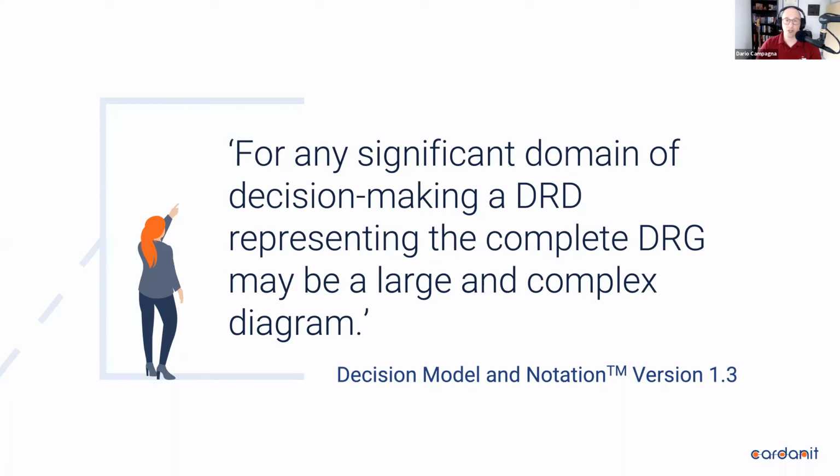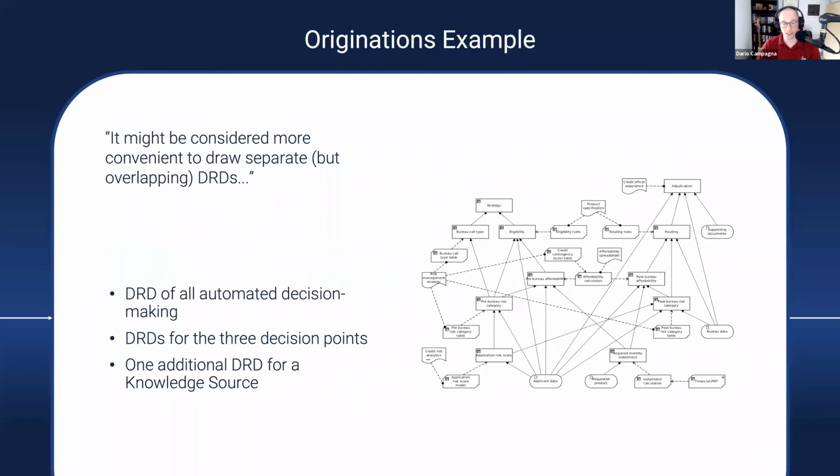If we look at the origination example that was mentioned also in other presentations, in this example we have this quite intricate DRD presented as the first of the 5 DRDs, and it is the DRD of all automated decision making. Just below this diagram, we have this sentence: it might be considered more convenient to draw separate but overlapping decision requirement diagrams. And the example goes on showing 4 other DRDs, 3 for the main decision points, strategy, adjudication, and routing, and 1 additional DRD for the credit risk analytics knowledge source.